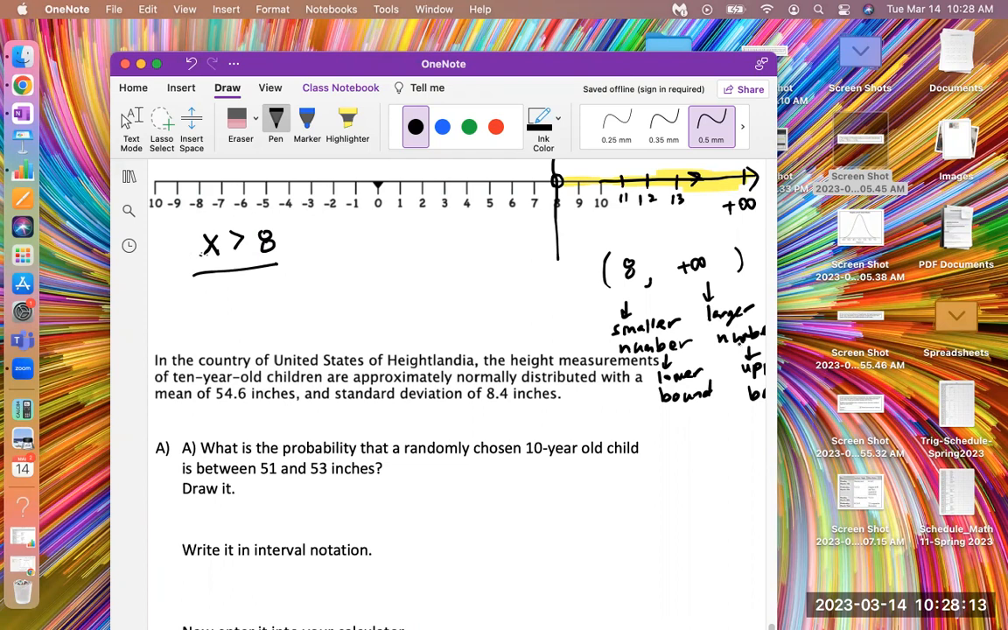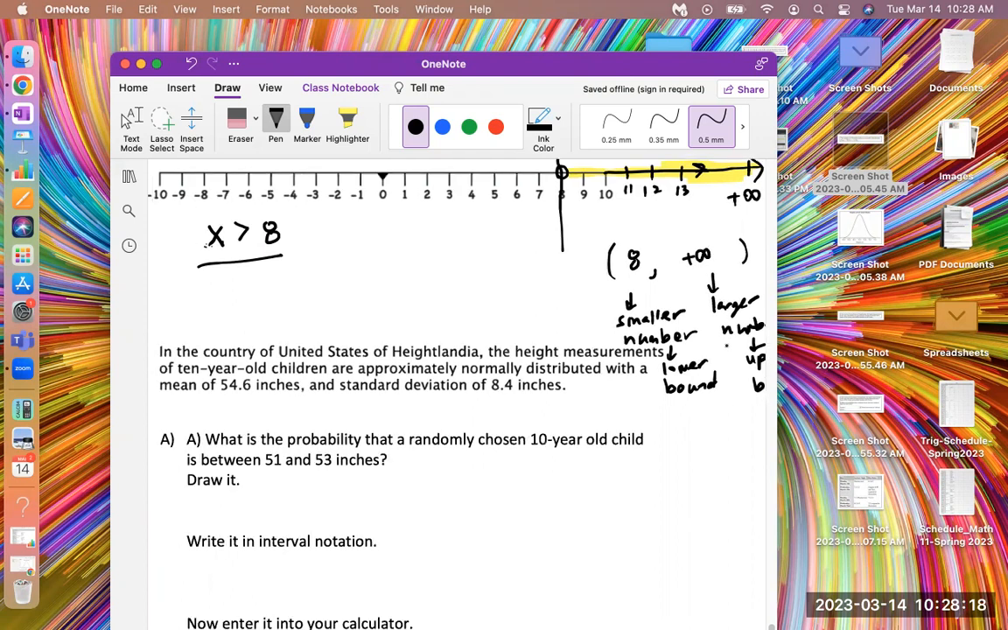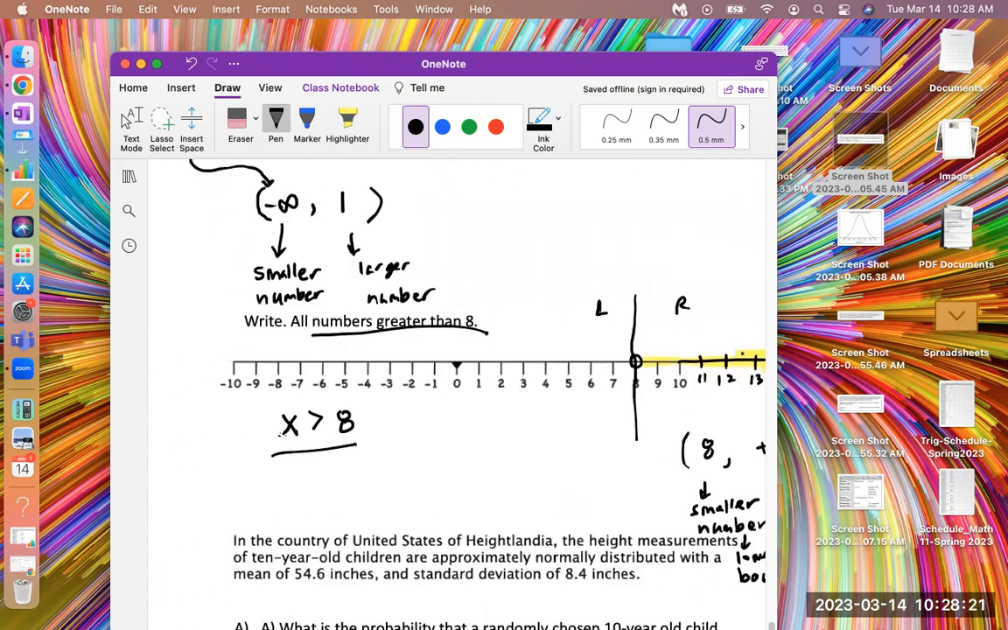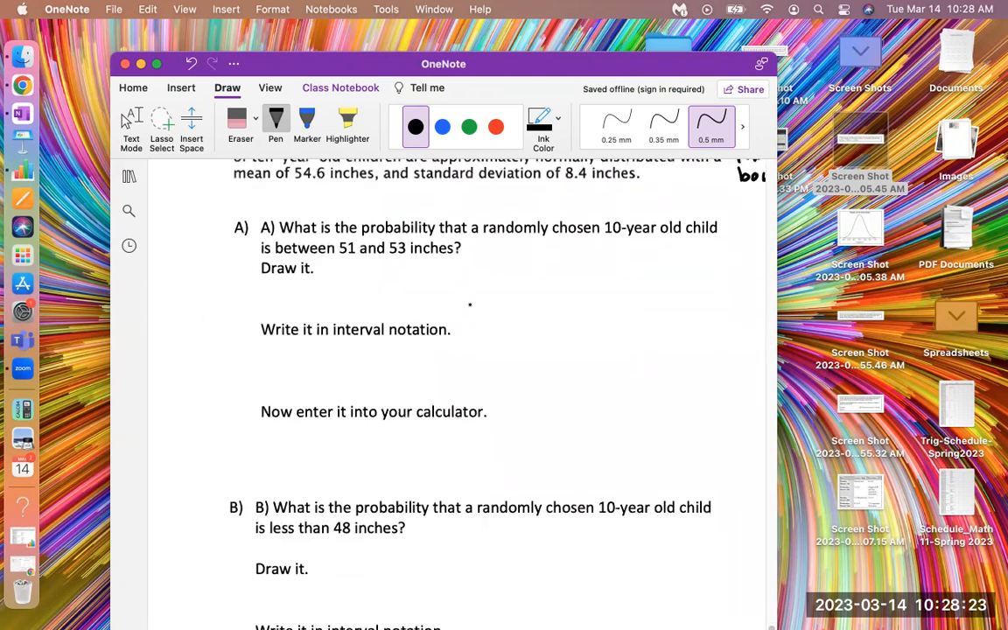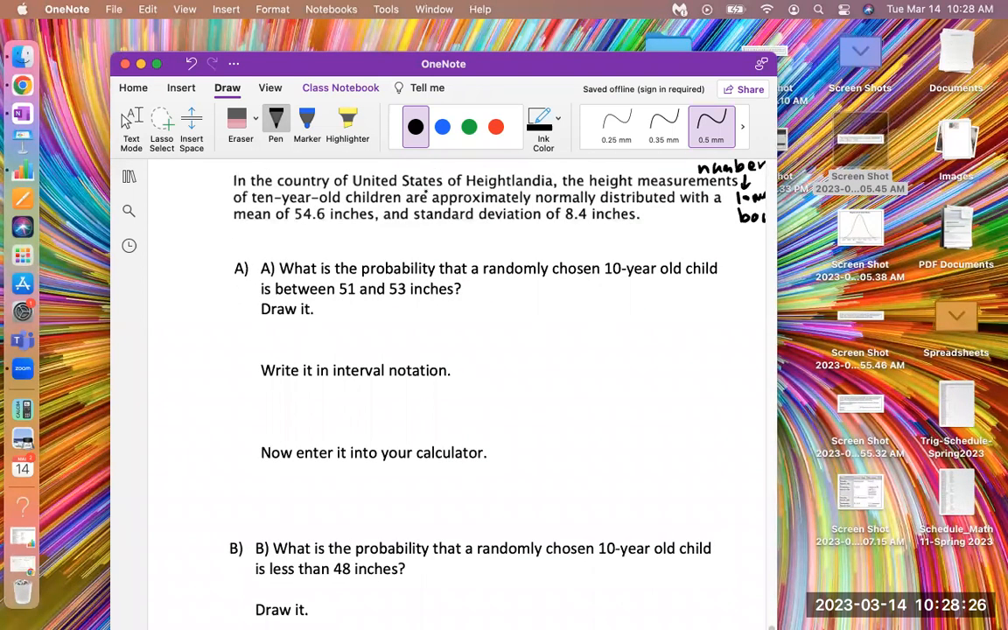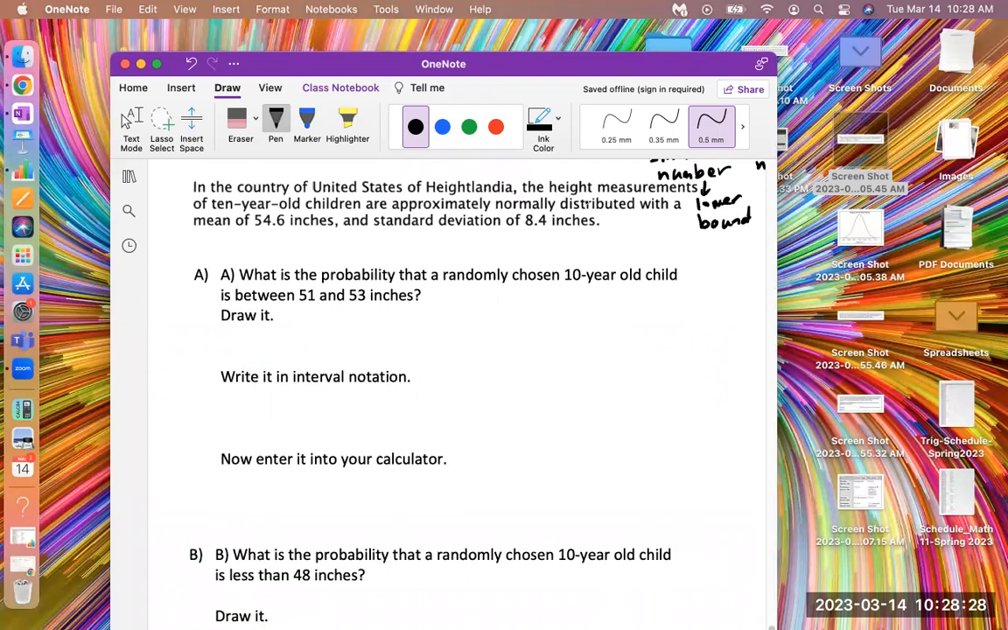Okay, so let's see an actual example. In the country of United States of Heightlandia, the height measurements of 10-year-old children are approximately normally distributed with a mean of 54.6 and standard deviation of 8.4. What is the probability that a randomly chosen 10-year-old child is between 51 and 53 inches?